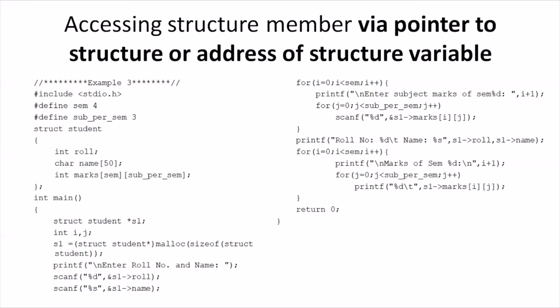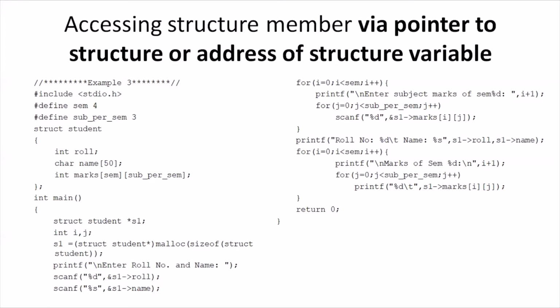The members of the structure will acquire memory once memory is allocated to them using the malloc function. So once we execute the statement S1 equal to struct student star malloc sizeof struct student, a chunk of memory of the size of struct student is allocated in the heap memory, and the base address of this memory chunk is stored in the variable S1 in the stack memory.